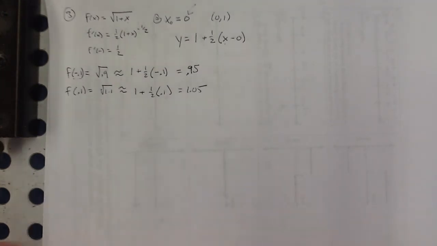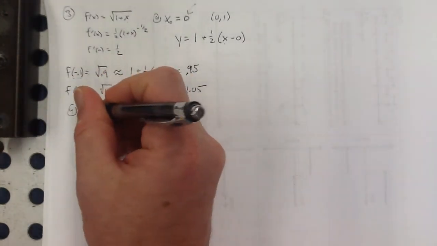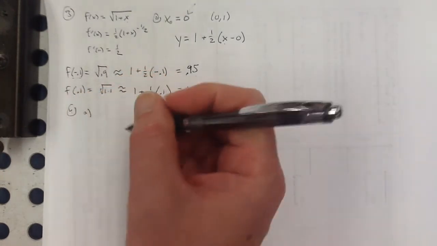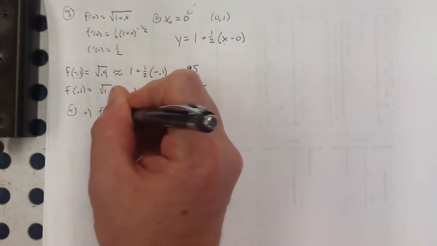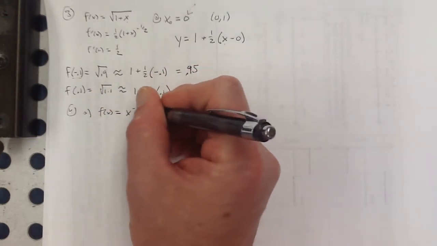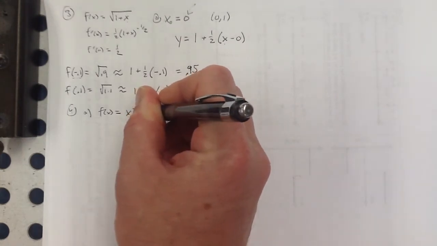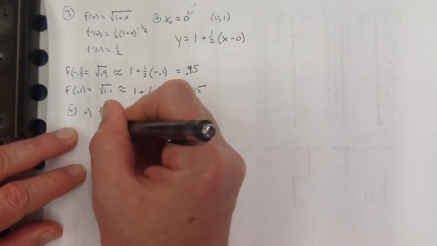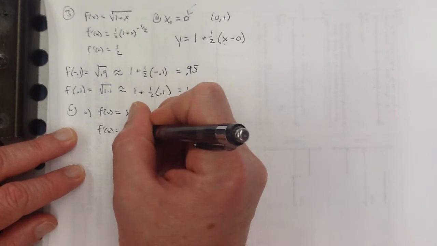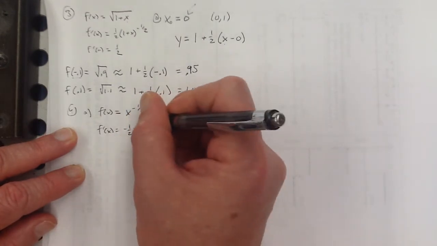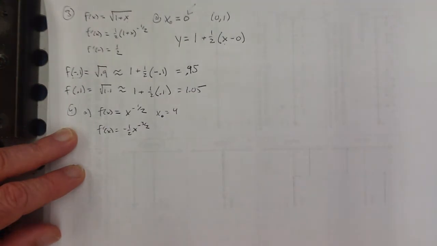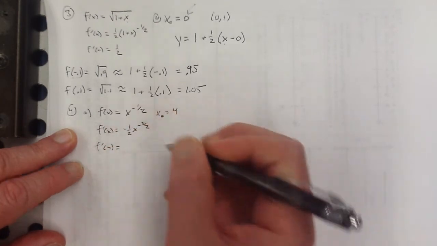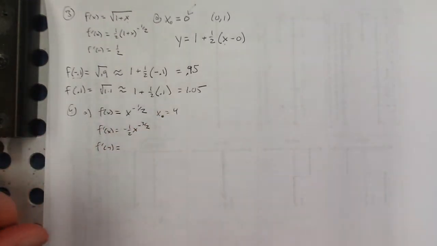Number 4, find a local linear approximation of the function 1 over the square root of x. That's the same as x to the negative 1/2. That's more calculus friendly, at x sub 0 equals 4. So f prime of x is equal to negative 1/2 x to the negative 3/2, and f prime of 4. Oh boy, testing my skills here, right? Can you do these kinds of things without a calculator?